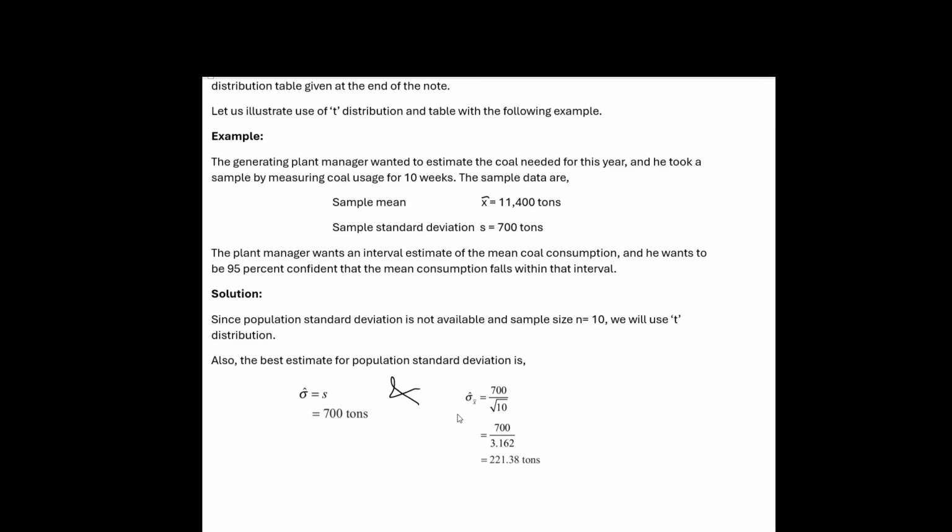The plant manager wants an interval estimate for the mean coal consumption, and he wants to be 95% confident that the mean consumption falls within that interval. So basically they have given us a confidence level of 95%, which indirectly means a significance level of 5%. Let us look at the solution.